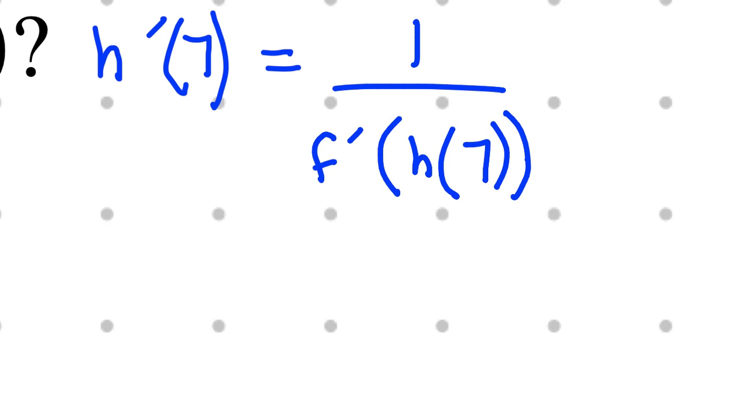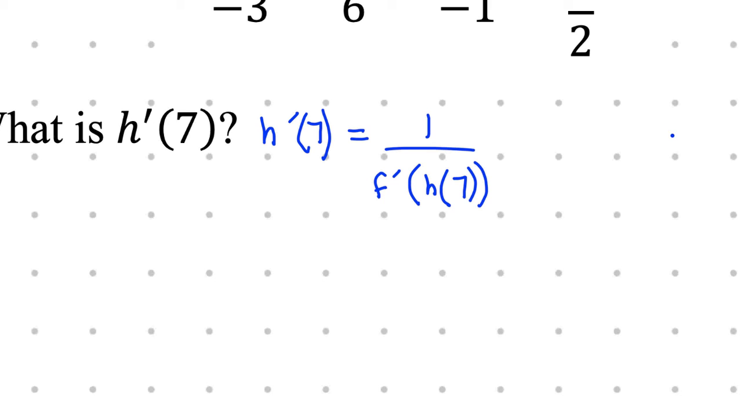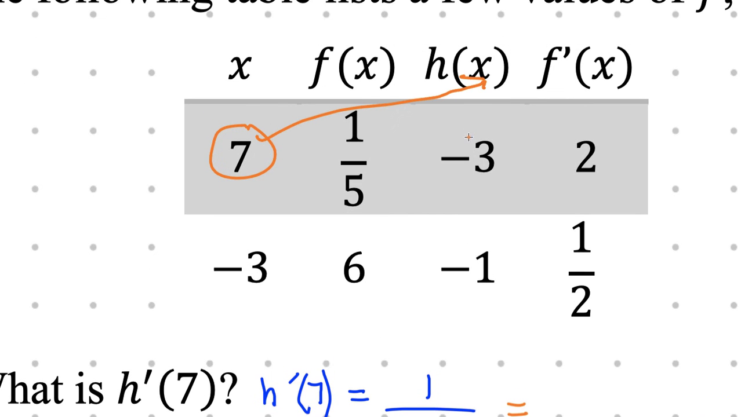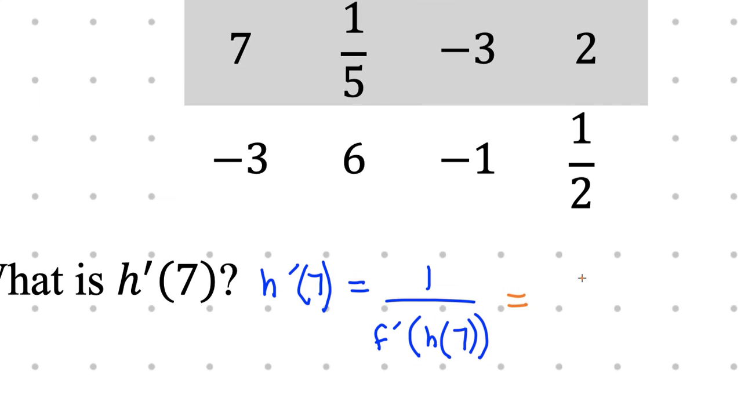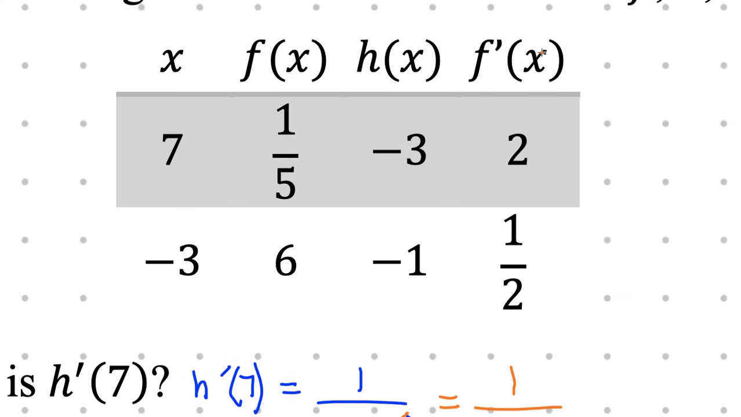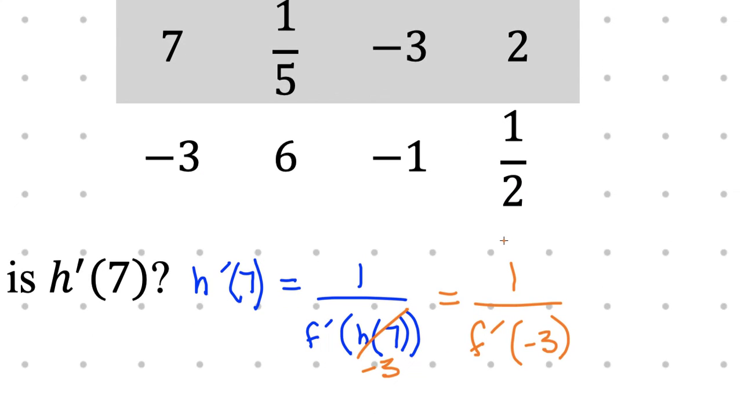And now check your work. Did you get it right? So, what is h of 7? Well, there's 7, and if I plug that into h, then I get this value of negative 3. So this is now 1 over f prime of negative 3, because we knew that h of 7 was negative 3 from our table. And I know what f prime of negative 3 is also. There's f prime. I plug in negative 3, I get a half.